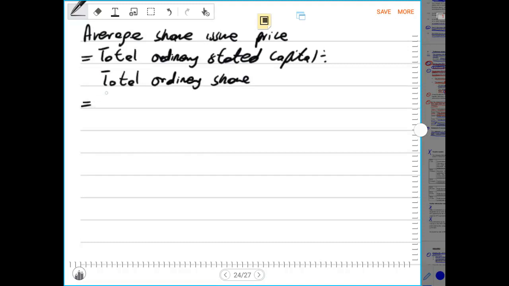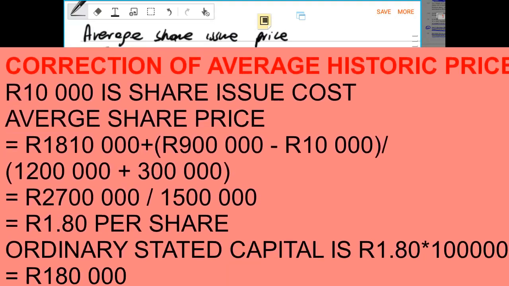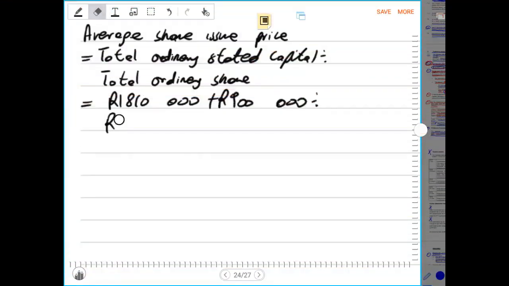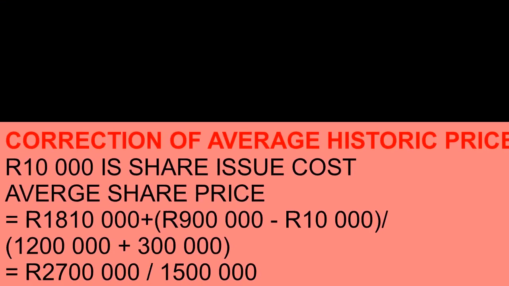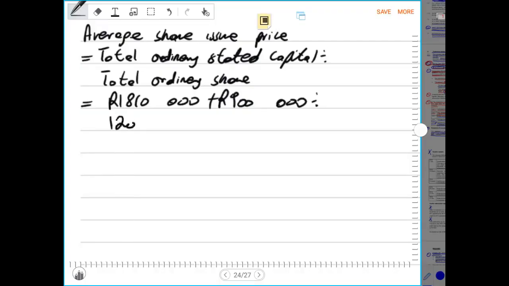Our total stated capital will be 1,810,000 plus the capital of the right issue shares, which was 900,000, and we divide this by the number of shares now, which was 1,200,000, plus the 300,000 shares that were issued as the right issue.